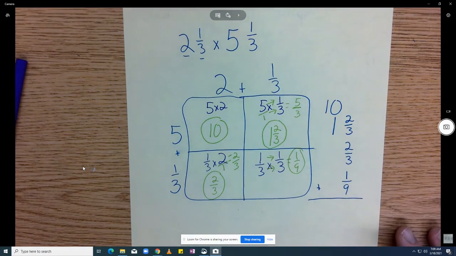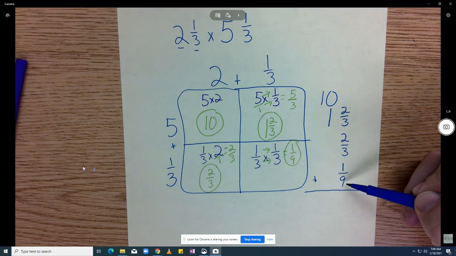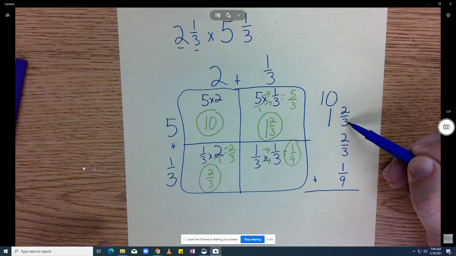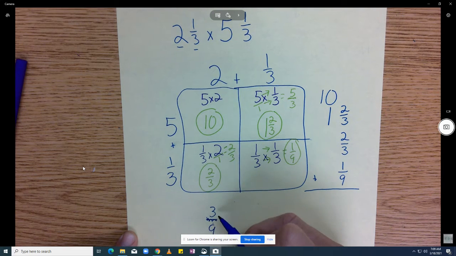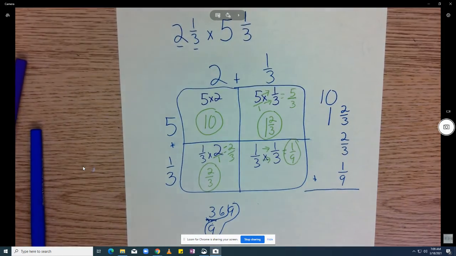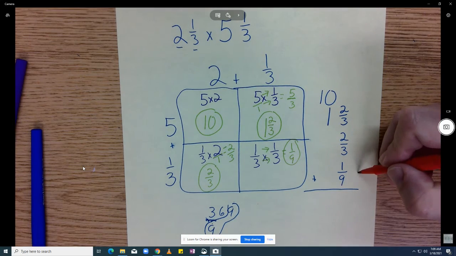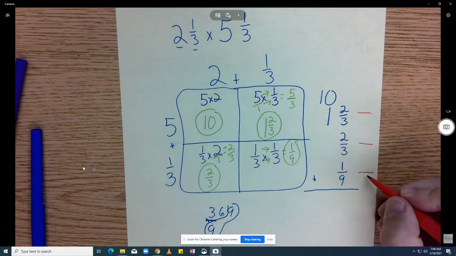Now, when it's time to add, remember we cannot add these because they have different denominators. So what denominators do we have? We have 3, 3, 9. Well, where are 3 and 9 going to meet? 3, 6, 9. They're going to meet at 9. So let's do our fraction bars. I have cherry today. Let's do cherry fraction bar, cherry fraction bar, cherry fraction bar. 9 is our common denominator.